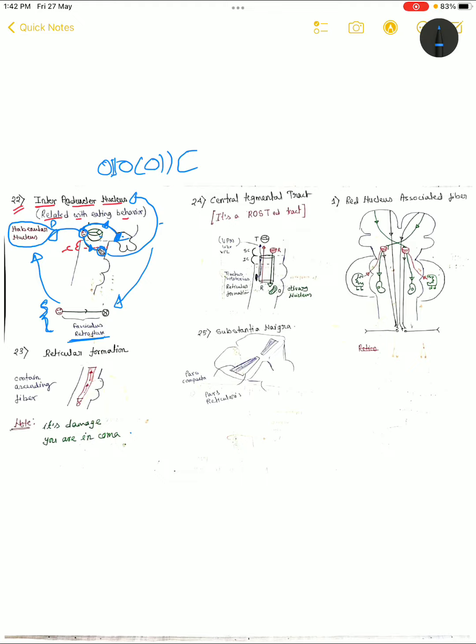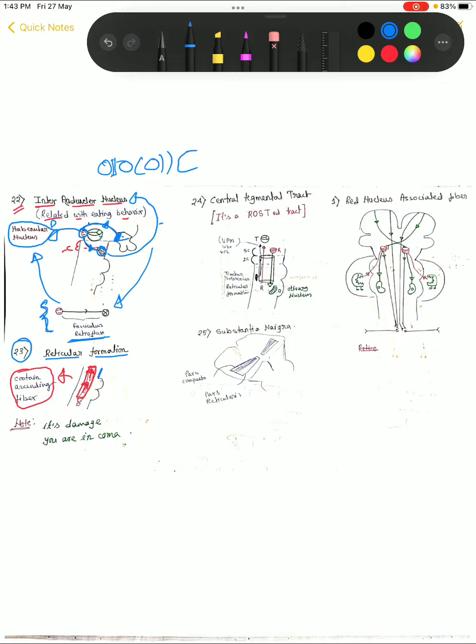Okay. Now let's move to 23. Reticular formation. I have talked about it lots of times. So this is our midbrain, and you will find the reticular formation in the midbrain. So this is the whole reticular formation, right? And you can find the ascending tract. The reticular formation mainly contains the ascending tracts because it is located in the posterior system. So it contains the ascending fibers.